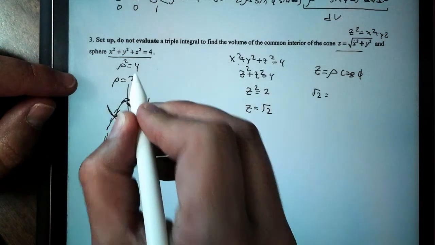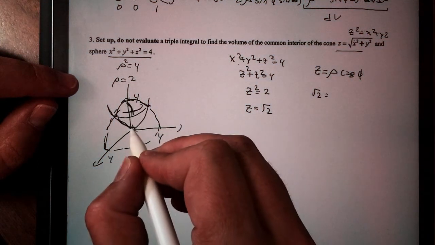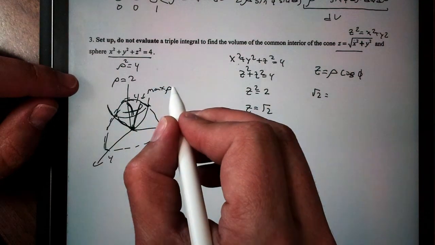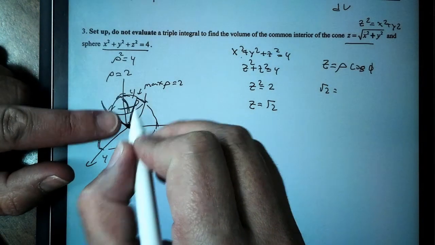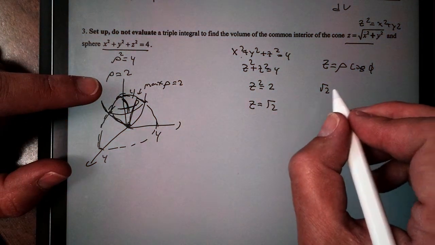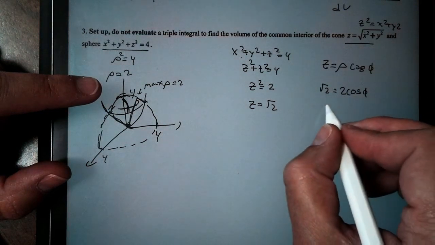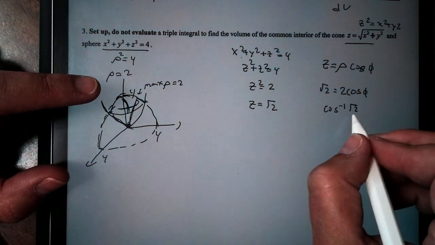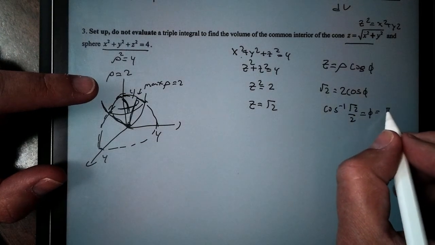So what is that telling me? If I start from the bottom here and go out, remember I only want this part in between here. If I go all the way out, this is going to be my maximum rho, which is going to be 2. So my rho, the minimum is 0, and it's always going to go up to 2. So z, which is equal to rho cosine phi, is going to give us root 2 equals 2 cosine phi. And I can solve for phi by taking the inverse cosine of root 2 over 2, which is going to give us pi over 4.